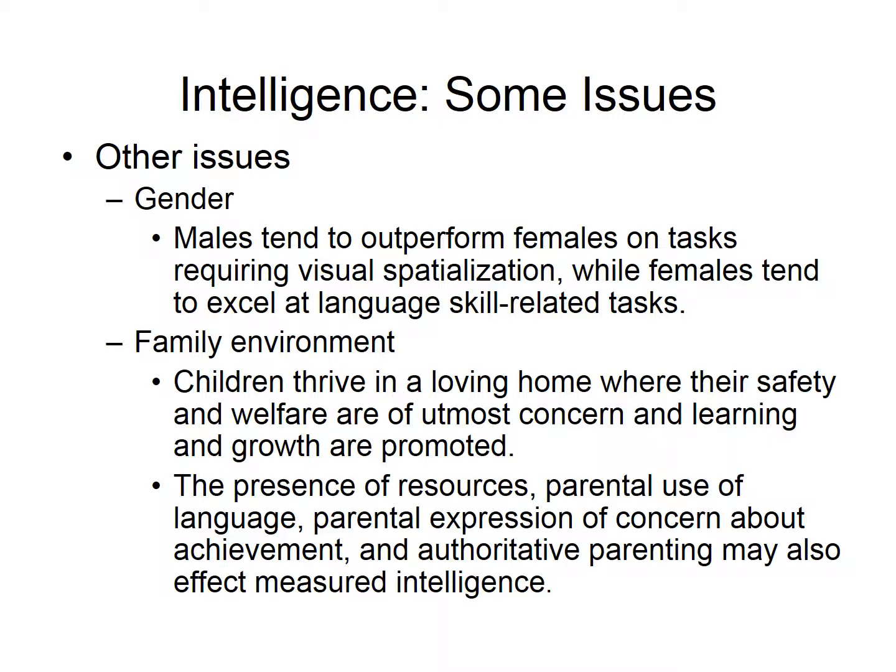Most intelligence tests definitely capture somewhat of family environment. Children thrive in a loving home where their safety and welfare are of the utmost concern, and learning and growth are promoted. So again, we go back to that model we were talking about on Monday, that we do have apparently a fluid intelligence kind of range. So there is a genetic component that basically indicates the range of how low you could sink in a bad environment and how high you could thrive in a good environment.